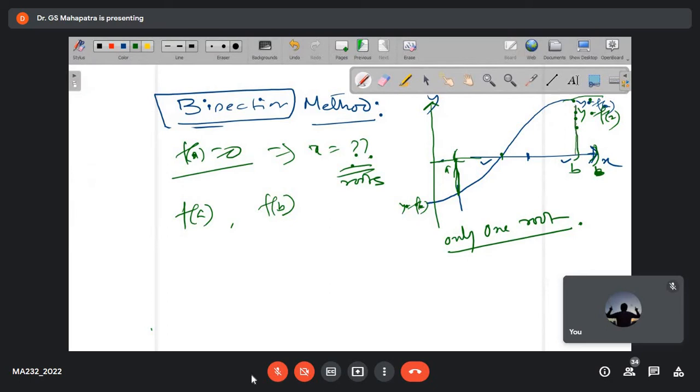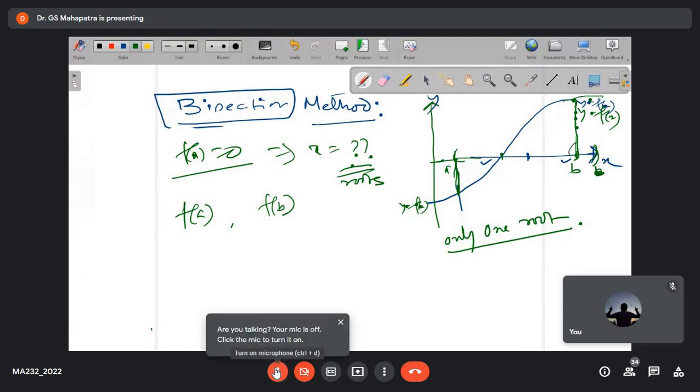So what is f of b? f of b is the perpendicular distance from the point B, from the axis x to the curve. So this is perpendicular distance. Okay. What is the sign of f of a? This is one measurement, distance. So distance should not be negative or positive. It's a quantity. Now what is the sign of f of a?